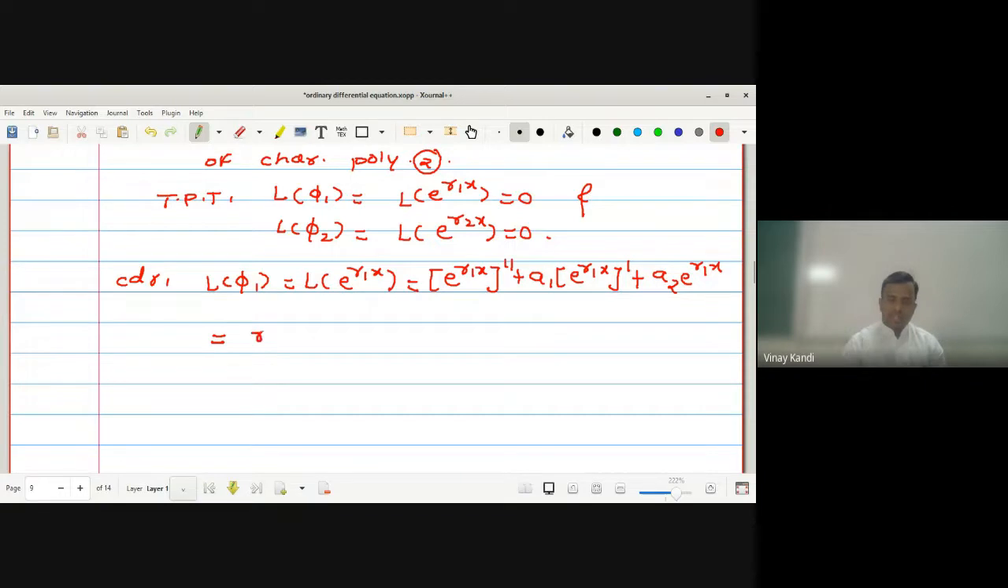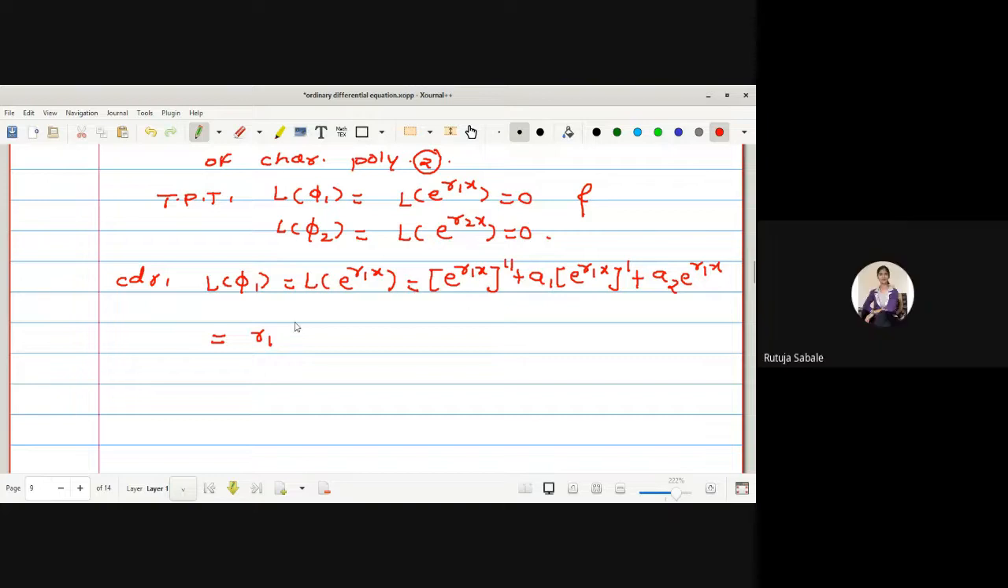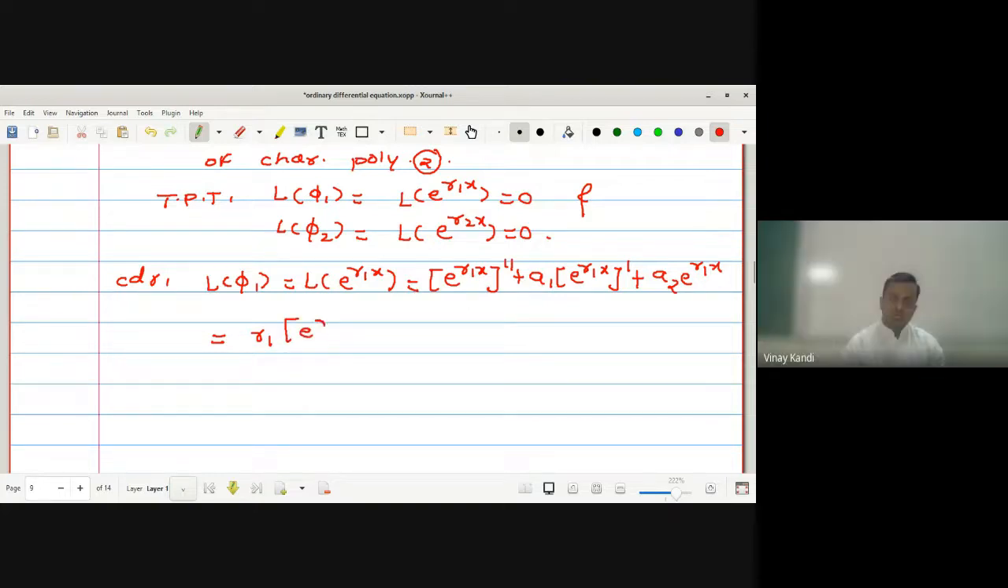First, R1 as it is. What is the derivative of e raised to R1x? E raised to R1x, and R1 is the constant. Plus a1 R1 e raised to R1x, plus a2 e raised to R1x as it is.